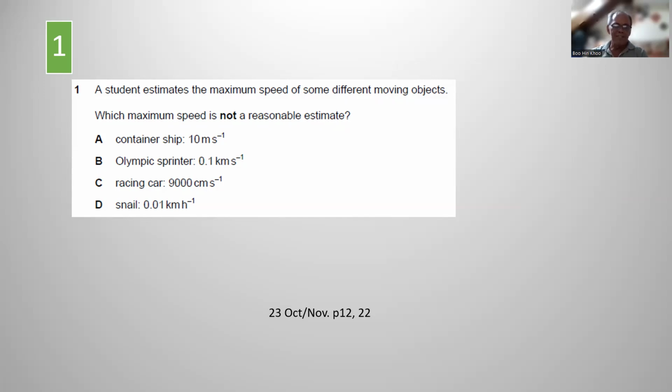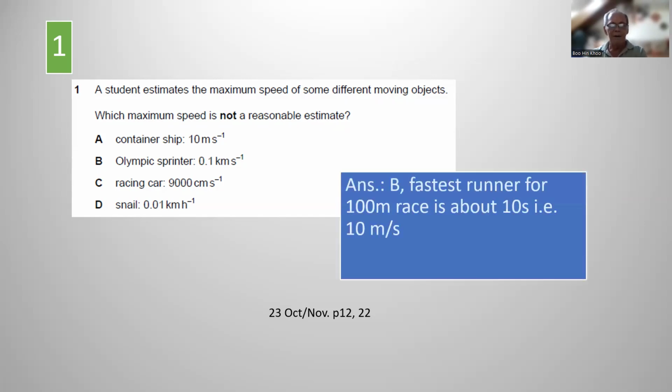Well, I tend to go for Olympic sprinter, check that out. Fastest runner for 100 meter is about 10 seconds. That's what I remember years ago. So I just calculate 10 meter per second. So this is too high already. So I was fortunate. No?